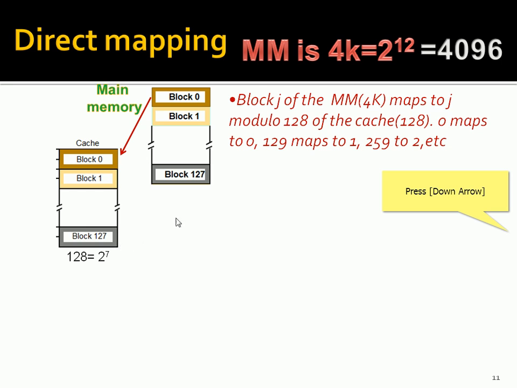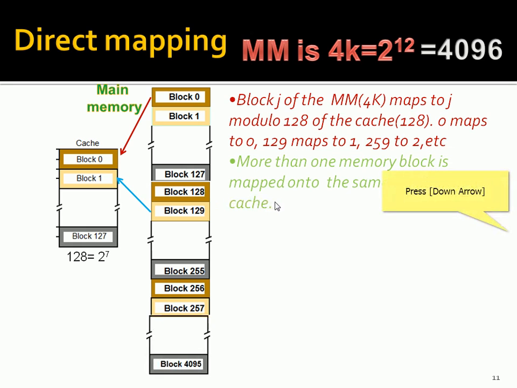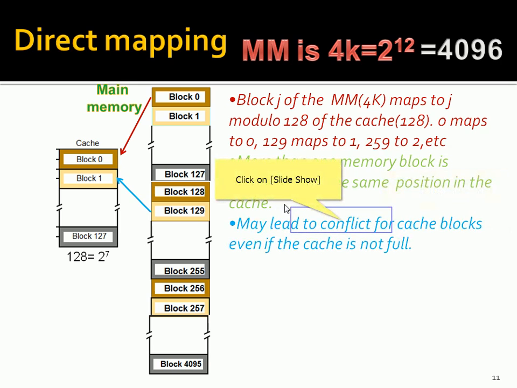So block 129 maps to 1. Block 129 mod 128 is 1. So block 129 maps to 1, right? So more than one memory block is mapped onto the same position in the cache. That is a contention, so it may lead to conflict.